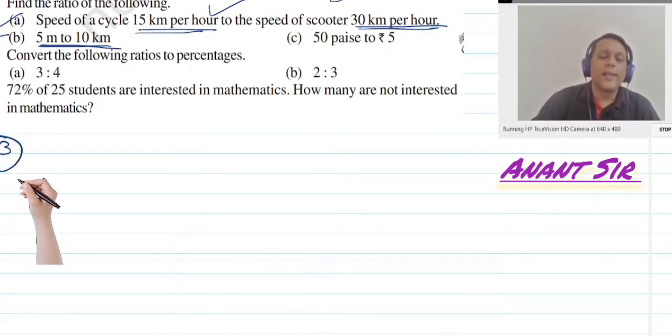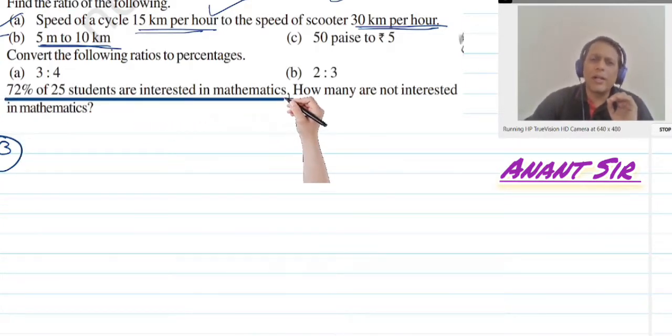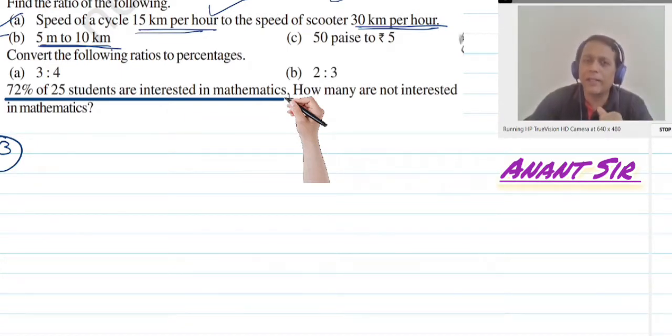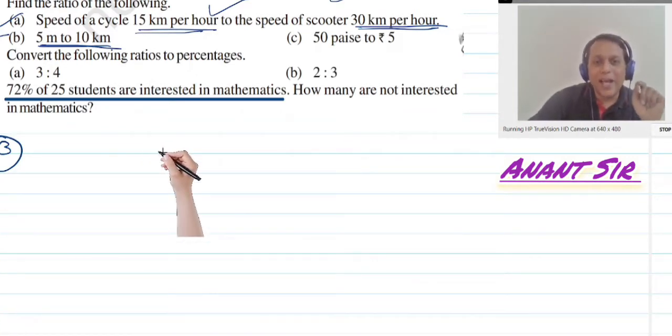Question 3: 72% of 25 students are interested in maths. Only 72%? What happened to the rest? How many percent are left? How many percent of students don't like math? If 72% like, then how many don't like? You know that percentage means out of 100. So if 72% like math, that means out of 100, 72 people like math. That means 100 minus 72, that is 28% of people don't like math. They are not interested in math. So what should they do? They should watch my videos and they will also get interested in math. Okay. So 28% are the people who don't like math.